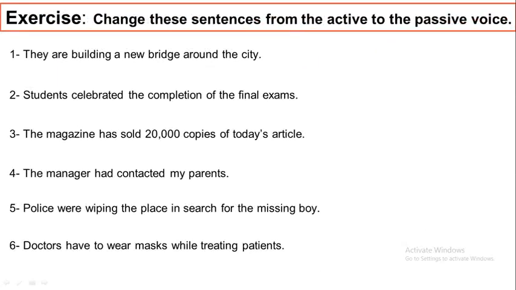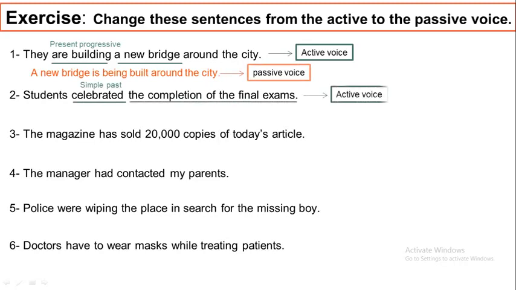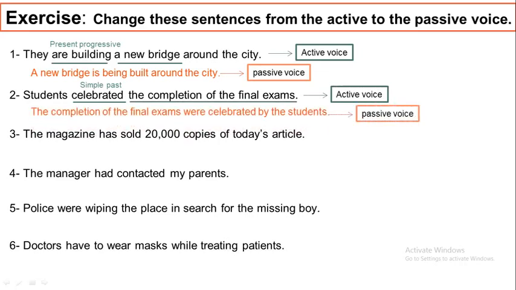Now that you have solved them on your own, you can check your answers. Number 1. They are building a new bridge around the city. The verb here is are building and it is in the present progressive. And what are they building? A new bridge. This active sentence will be: a new bridge is being built around the city. Number 2. Students celebrated the completion of the final exams. Celebrated is our main verb and it is in the simple past tense. Its receiver is the completion of the final exams. And the sentence will be: the completion of the final exams were celebrated by the students.